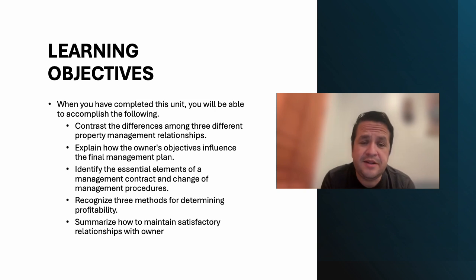When you've completed this unit, you'll be able to accomplish or know the following. Be able to talk about the three different property management relationships, explain how the owner's objectives influence the final management plan, identify the essential elements of the management contract, and change of the management procedures. Recognize three methods for determining profitability, and summarize how to maintain satisfactory relationships with the owner. All right, let's jump right in.